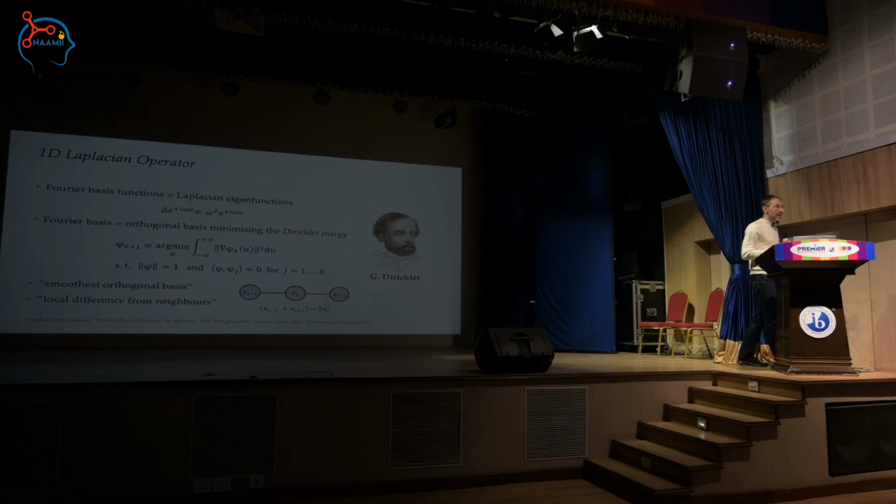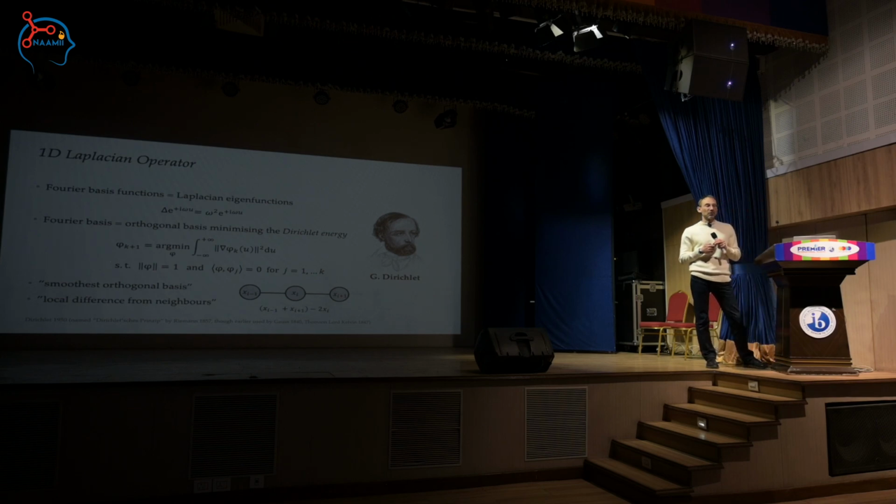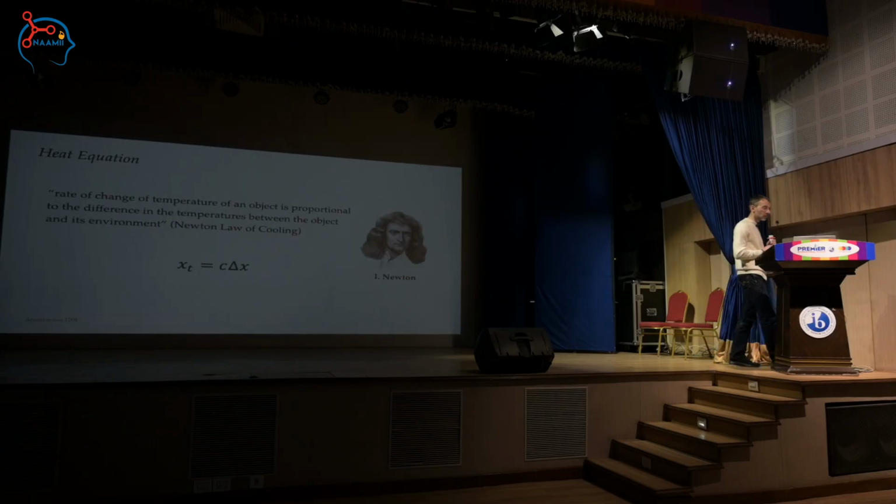Okay? Now, it appears that this need to measure the difference of yourself from your neighbors is ubiquitous in physics, in mathematical physics. More or less any physical phenomenon, pick a differential equation that describes it, you will see the Laplacian there in some form. Okay? Let's give an example. The heat equation. What is the heat equation? It encodes what is known for centuries as Newton's law of cooling. It tells us that the rate of change of temperature of an object is proportional to the difference in the temperatures between the object and its environment.